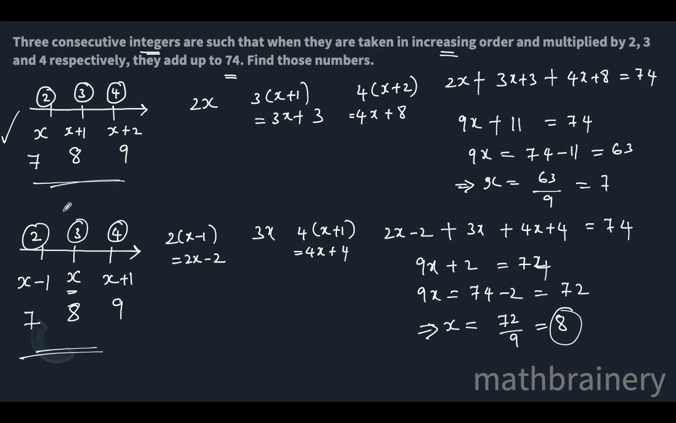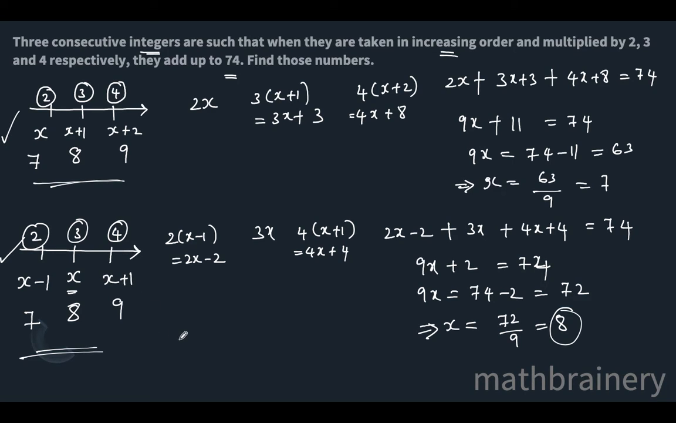Here I have shown you two methods where, in the first method, we have chosen the three consecutive integers as x, x plus 1 and x plus 2. In the second case, I have chosen the integers as x minus 1, x and x plus 1.